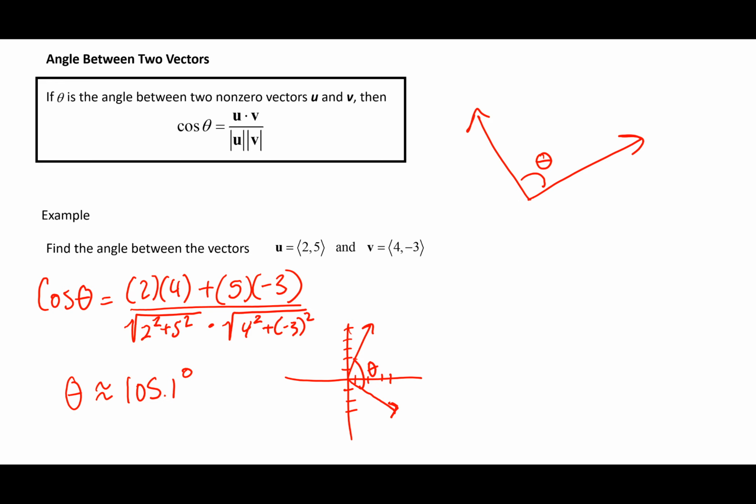So what are the ranges? What are the possible outputs of angles between two vectors? Well, in the extreme cases, you can have two vectors that are lying on top of each other, right? Here's one.